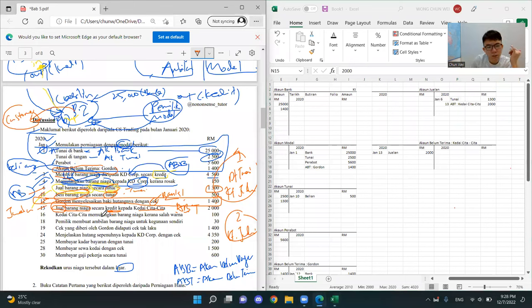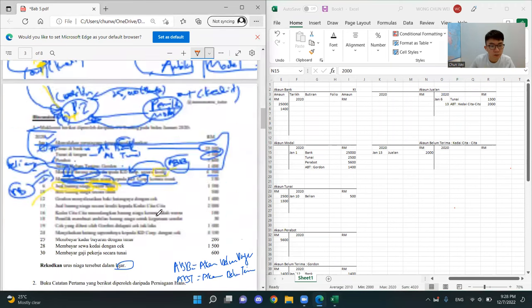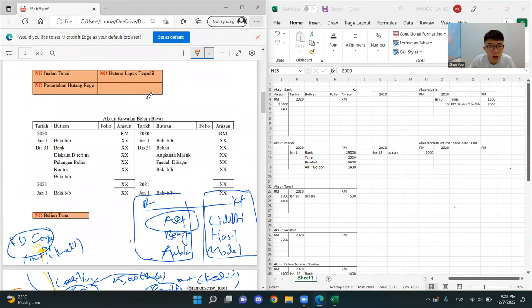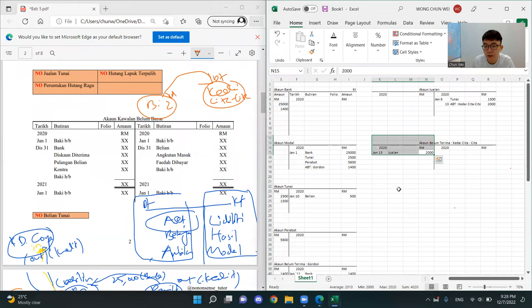Now, kedai cita-cita memulangkan barang niaga kerana salaman. Better I draw out a diagram, you understand. So, now kita business ke sini. This is kedai cita-cita. Tadi kita jual barang kepada kedai cita-cita, therefore, we debit kedai cita-cita and credit my jualan. That's what happened.